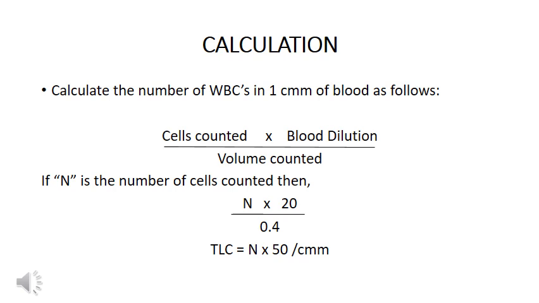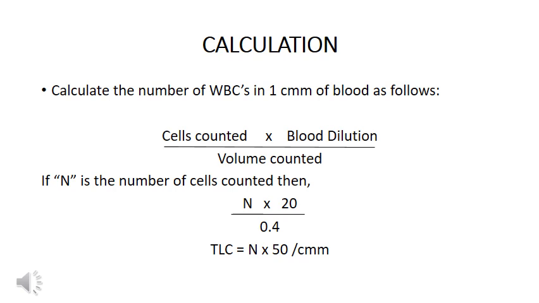1:20 dilution. So the dilution is actually 20. So the blood dilution is actually 20 dilution. Then we will divide this whole thing by the volume counted. So the volume of the Neubauer chamber, the volume counted. This is the basic formula, remember it.